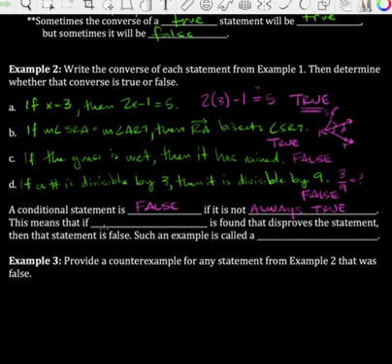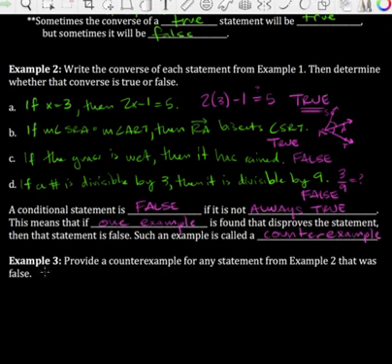This means that if one example can be found that disproves a statement, that shows that it won't always be true, then that statement is now going to be false because we found an example where it's not always true. Those examples that we can find are called counterexamples. So such an example is called a counterexample.